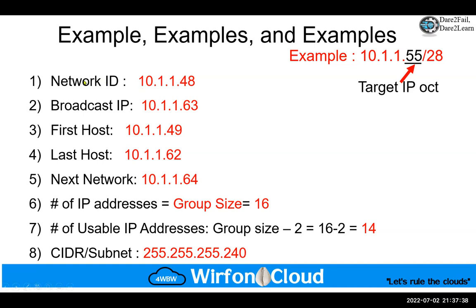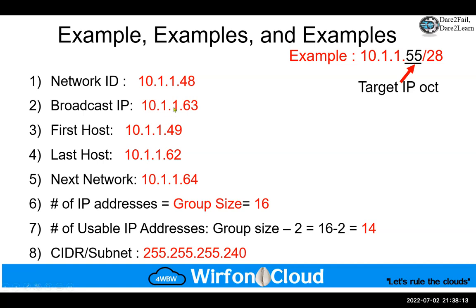And now with the network ID, we know the group size goes from 48 to 64 for the network. So for this particular subnet, we know the 64 becomes our next network. 64 is our next network. So we could go ahead and write that as 10.1.1.64 is our next network. So that is the beginning of the next subnet.